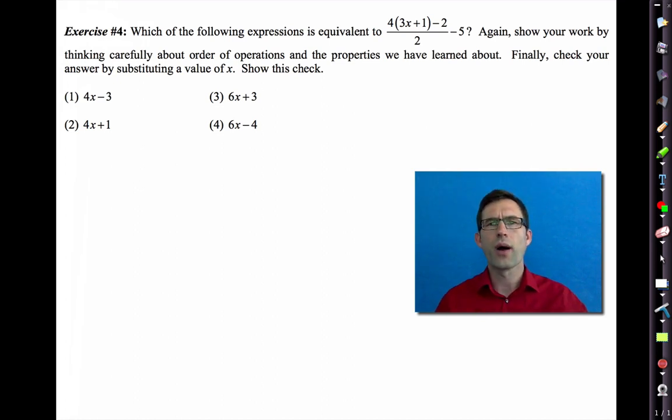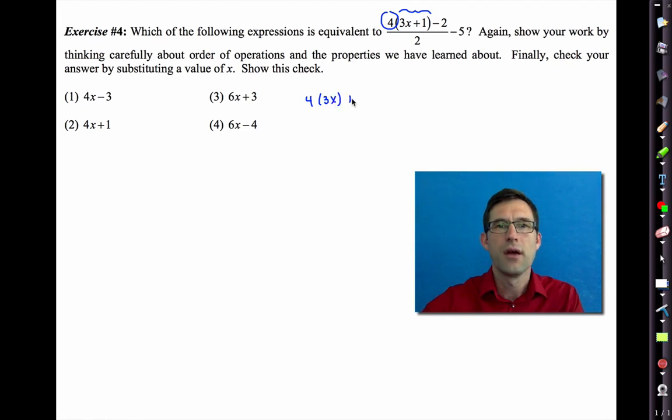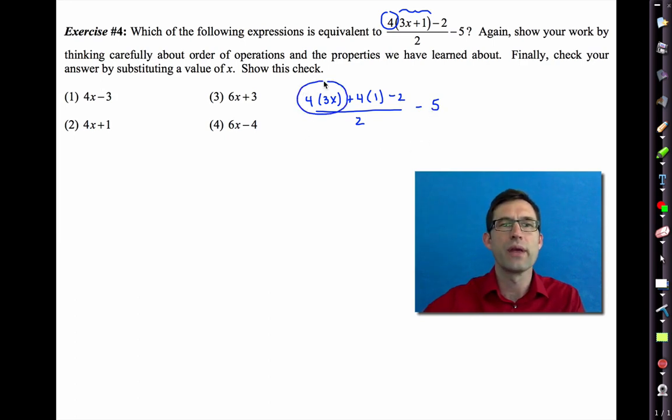Very often, the first property that people will choose to use is the distributive property. If you see a multiplication by a sum or a difference, then it's good to distribute. So I'm going to do 4 times 3x plus 4 times 1, and that minus 2 is just hanging on, all divided by 2, and then we can't forget the subtraction by 5. I'm going to speed this up a little bit. 4 times 3x. I hope you're comfortable now that I can do the 4 times 3 and get 12x. 4 times 1 is 4, minus 2, divided by 2, minus 5.